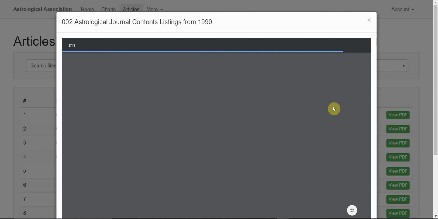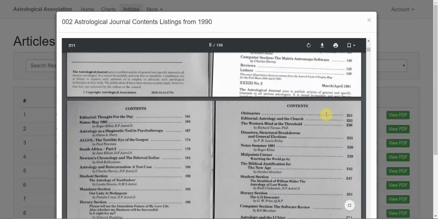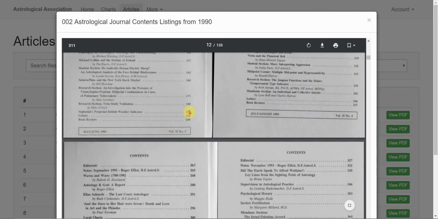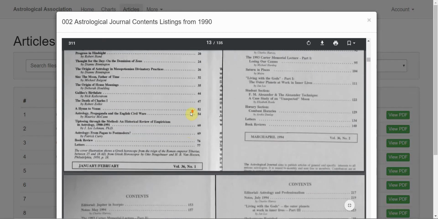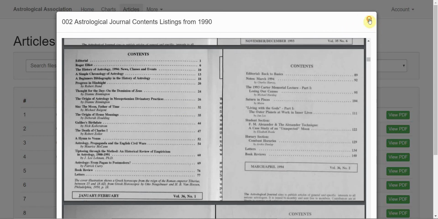Here we go. So these are the contents of all the journals, and you can quickly look through, see what articles there are, what pages and what journal they're on, and then go and access the journal. So it's a very handy resource to see what's available.